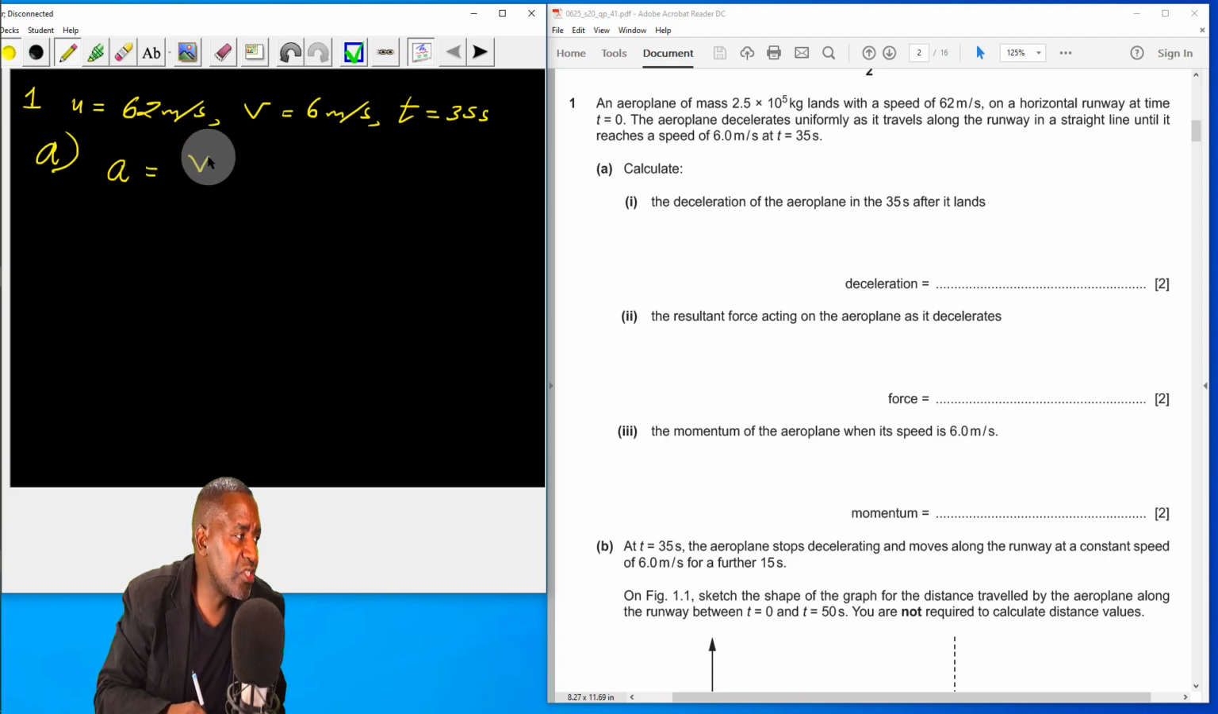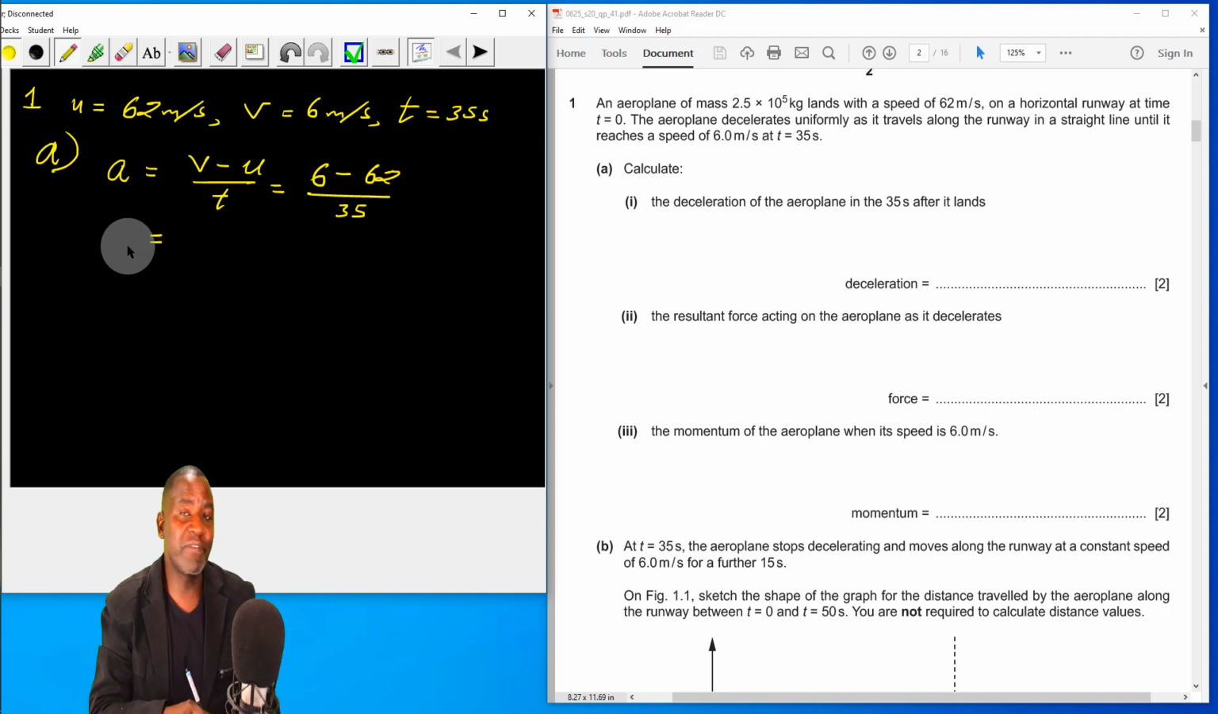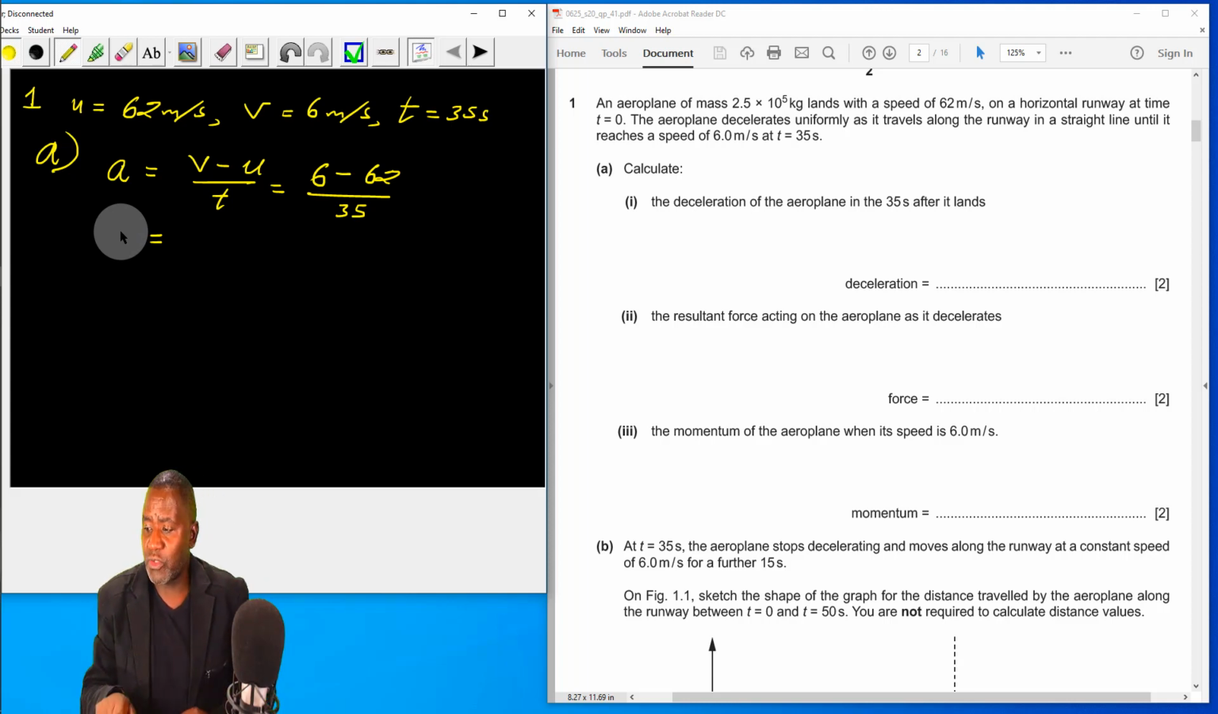The acceleration is the change in velocity, which is given by the final velocity minus the initial velocity, divided by the time. So v minus u over t. Our v is 6, so it's important to identify the v and the u. And of course this one is 35. You'll see this one automatically will give us a negative sign because we are subtracting a bigger value from a smaller value.